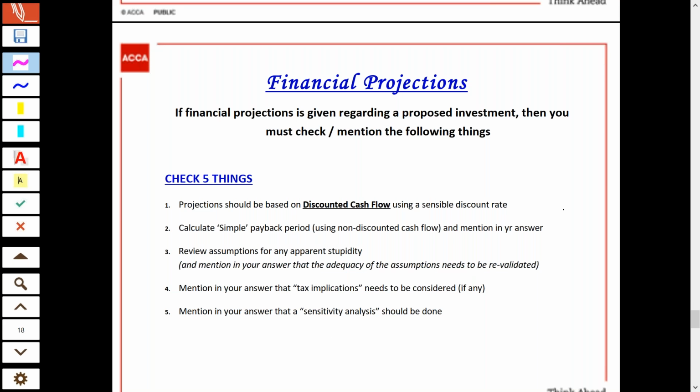So next topic is financial projection. In almost all questions relating to SFA, all questions relating to a proposed acquisition, you will be provided with a financial projection. Okay. And as a CFO, think like a CFO, right? As a CFO, you are expected to analyze the financial projection and come up with some observations or comments. So I don't want you to waste a lot of time on the projections. So in order to save your time, I have come up with a checklist of 5 things.